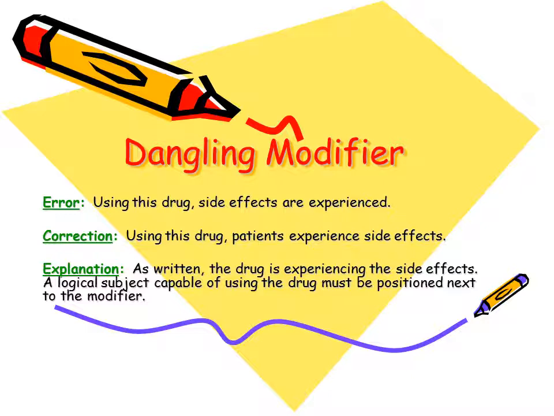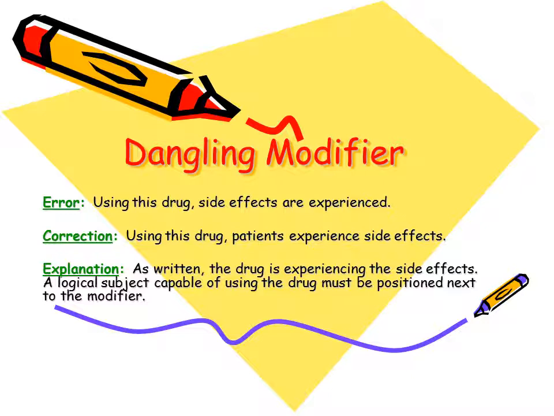Using this drug, comma, side effects are experienced. Well, who's using the drug? The side effects. That doesn't make sense. So you usually, to correct this, have to put in a subject. Using this drug, comma, patients experience side effects.